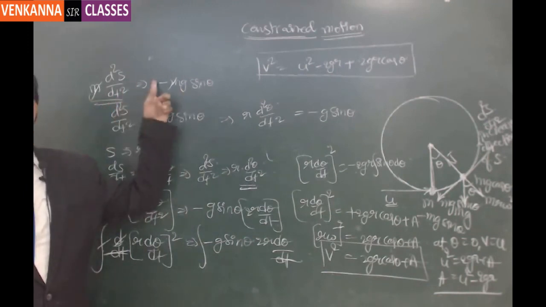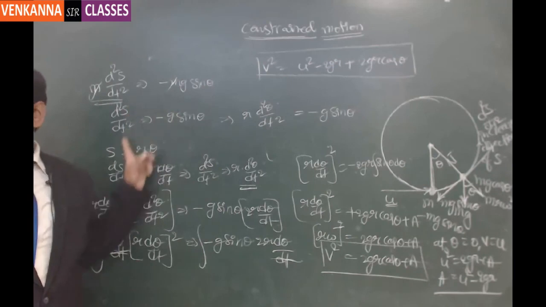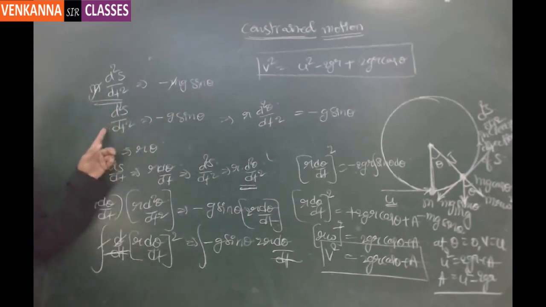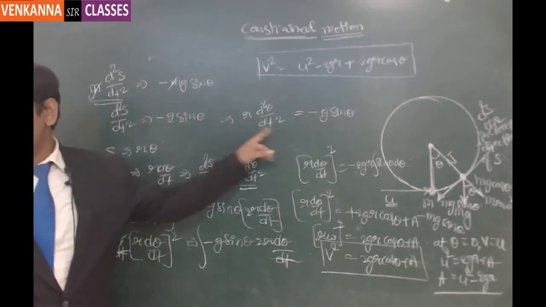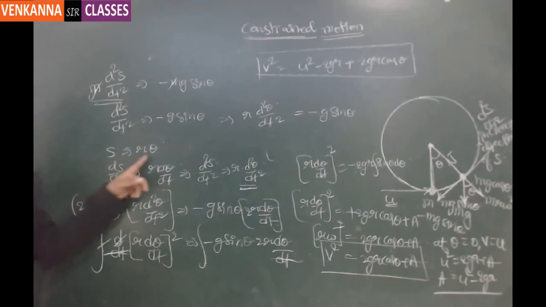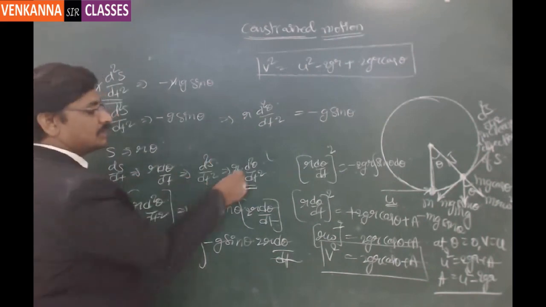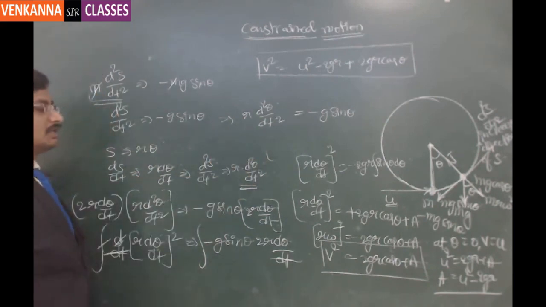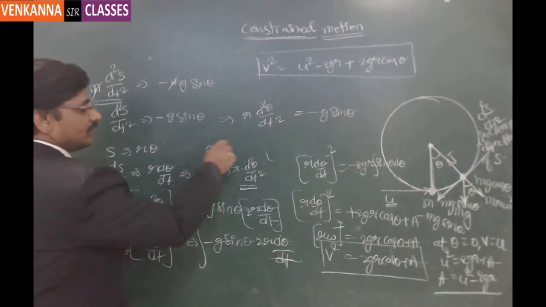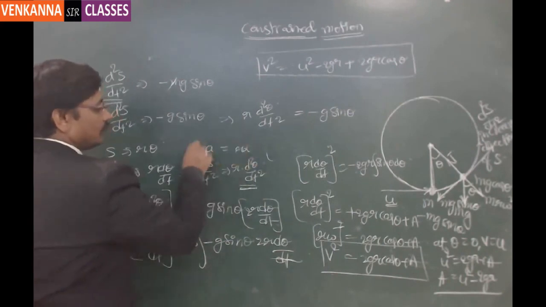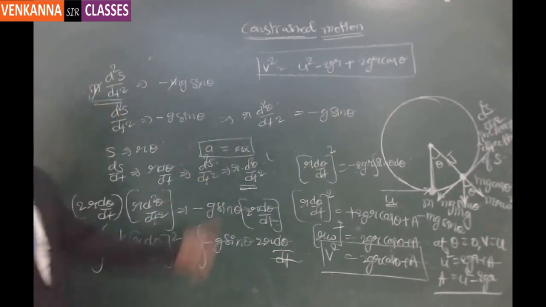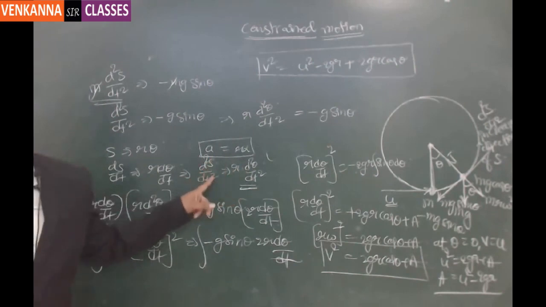So this is the forward force and this is the backward force, and then we are trying to solve this differential equation by introducing d square s by dt square in terms of theta, with the relation s equal to r theta, where ds by dt is equal to r into d theta by dt. So from this, d square s by dt square is equal to r into d square theta by dt square. This is otherwise written as a is equal to r alpha. This is one form where you can write, where alpha is the angular acceleration and a is the linear acceleration.